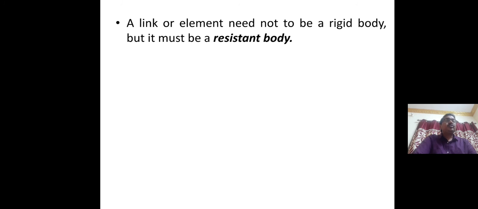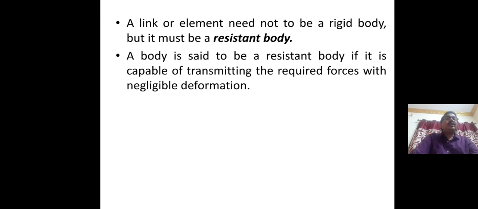I already told you, a link or element or kinematic link need not be a rigid body. It should be a resistant body. At the same time, it should have relative motion with respect to the other body. That is another thing. A body is said to be a resistant body if it is capable of transmitting the required forces with negligible deformation.